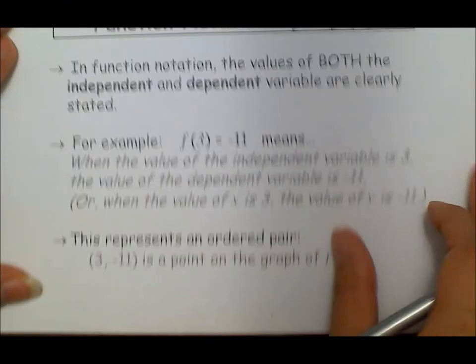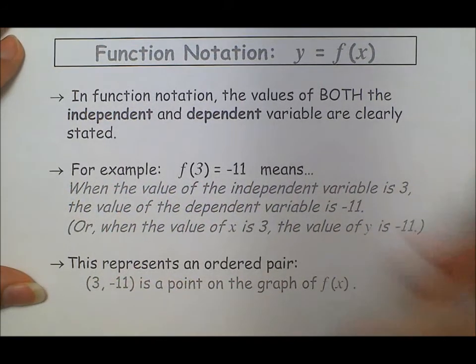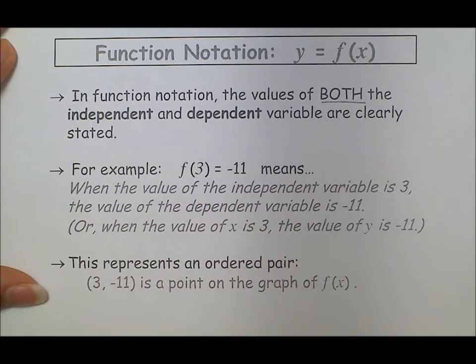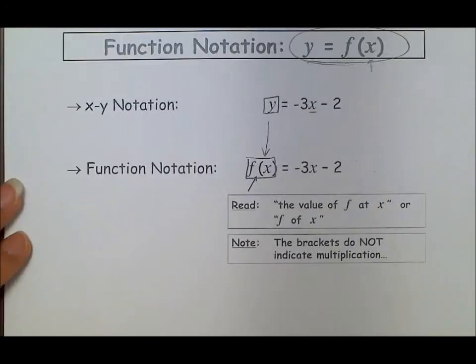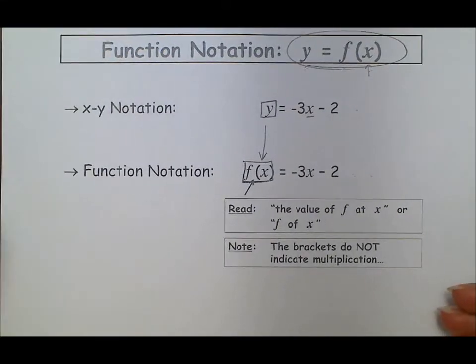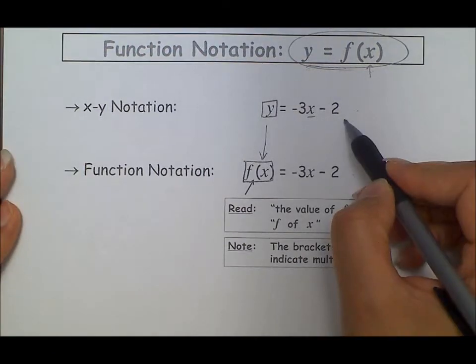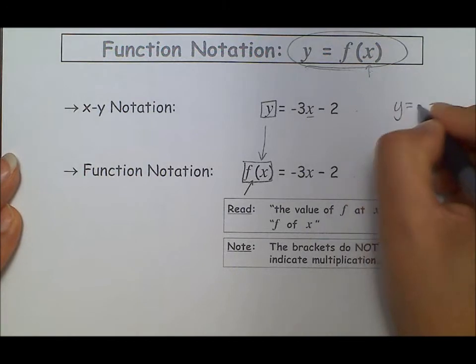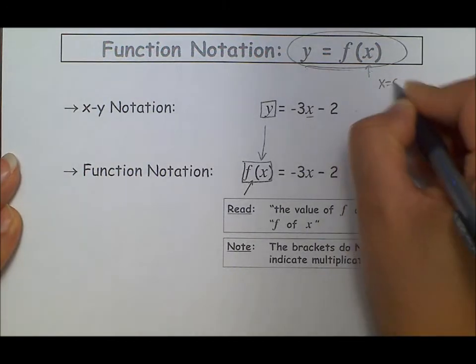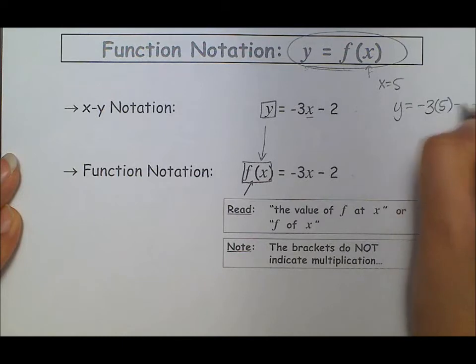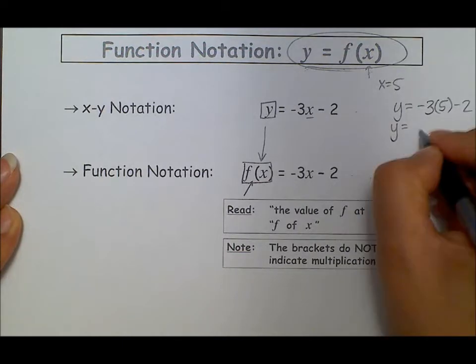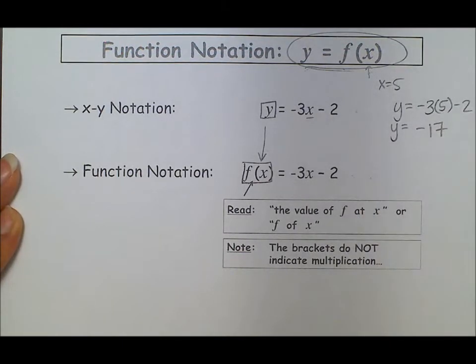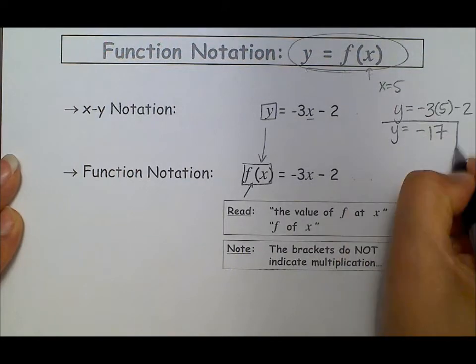Okay, what does function notation do? Well, in function notation, the values of both the independent and dependent variable are clearly stated. Now, let's go back up here for 1 second. Earlier in the review, we looked at evaluating this expression when X is equal to 5. So if I plug in X equal to 5 here, we looked at that earlier, so X is equal to 5. If I plug in X equal to 5 here, and I evaluate, what do I get? I get negative 17. Okay, that was what I was expecting to get. Okay, Y equals negative 17.